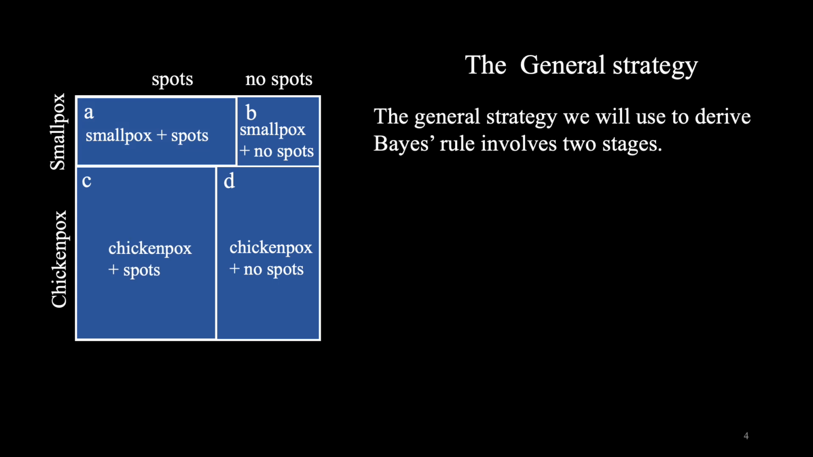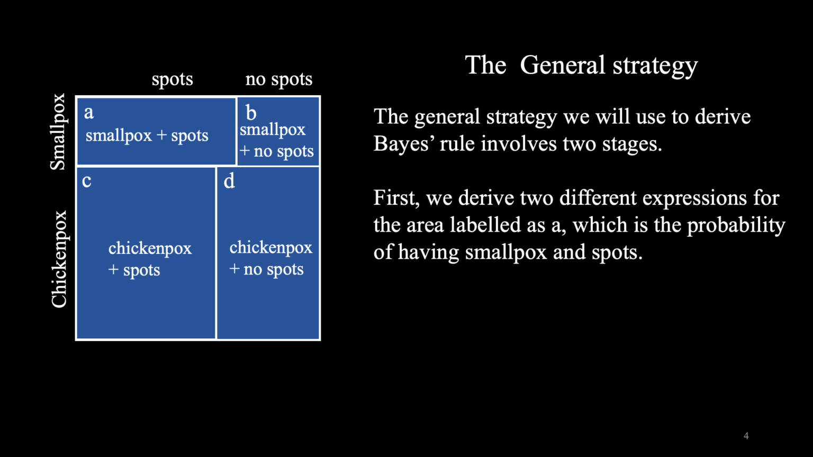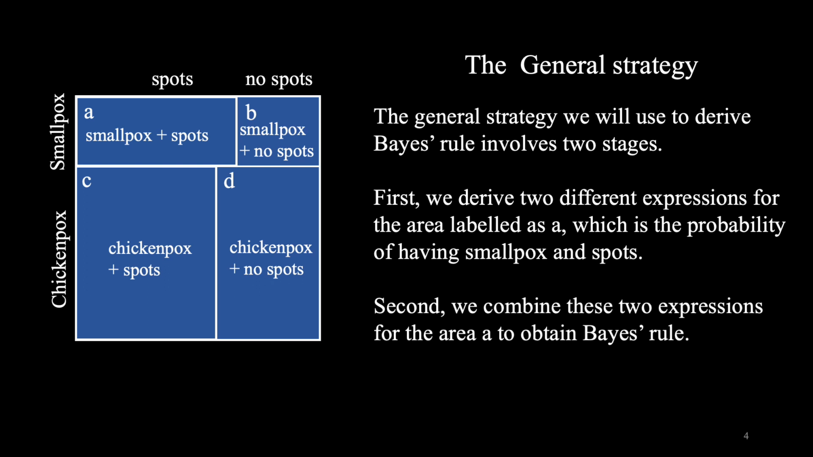The general strategy we will use to derive Bayes' rule involves two stages. First, we derive two different expressions for the area labelled as A, which is the probability of having smallpox and spots. Second, we combine these two expressions to obtain an expression for Bayes' rule.